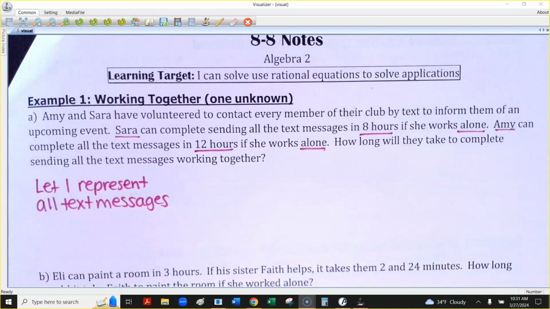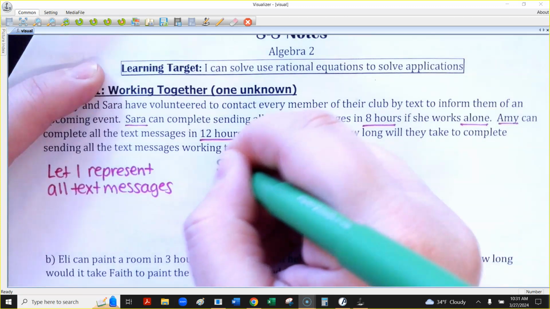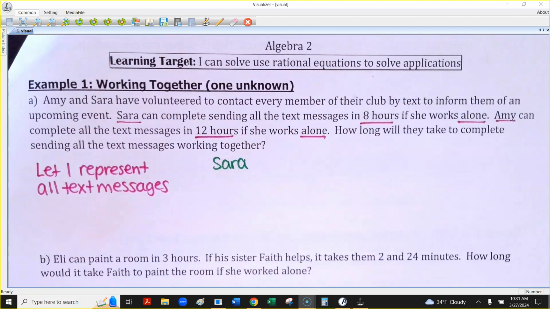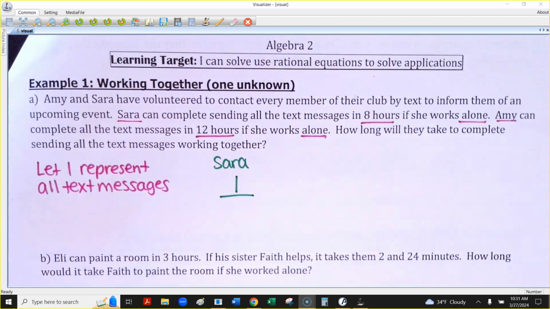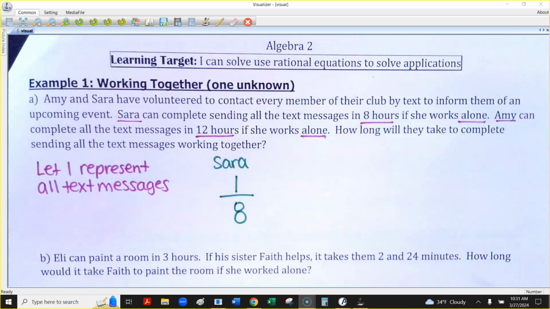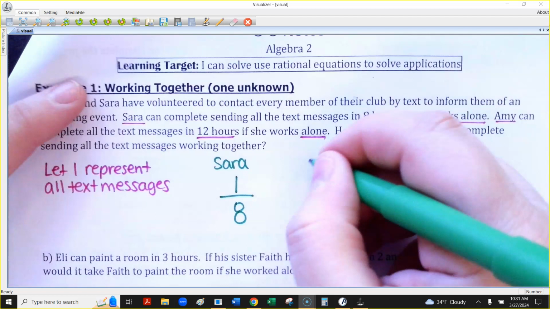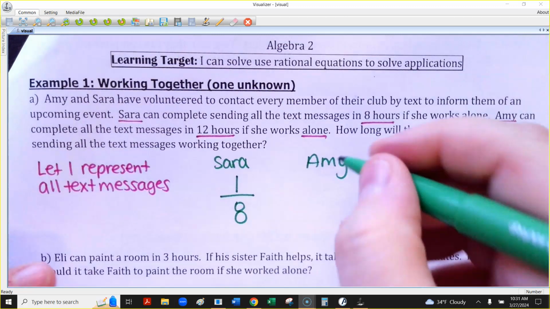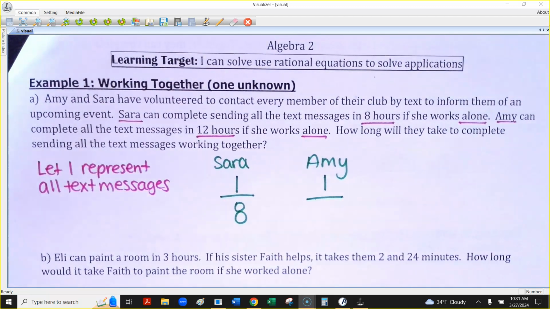We're sending text messages. For the first girl, Sarah, her rate, how fast she would do the text messages, would be the number of text messages, which we don't know, so we let 1 represent that, divided by the amount of time it would take her, which is 8 hours. So literally just 1/8. Now the other girl, Amy, can do all the text messages, so the same thing: I'm letting 1 represent all the text messages. Her rate would be 1 divided by her time, which is 12 hours.